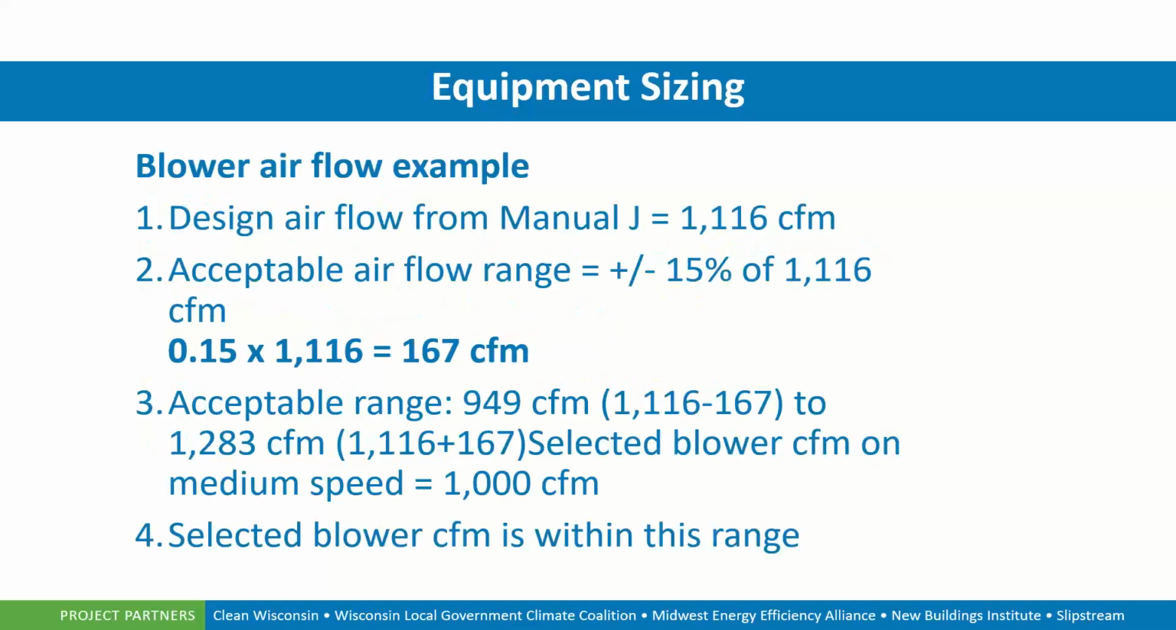Our blower speed: how much airflow do we need? Again, we want to make sure that we're within plus or minus 15% of our design airflow. In an example, we have 1,116 CFM, acceptable to be plus or minus 15%.